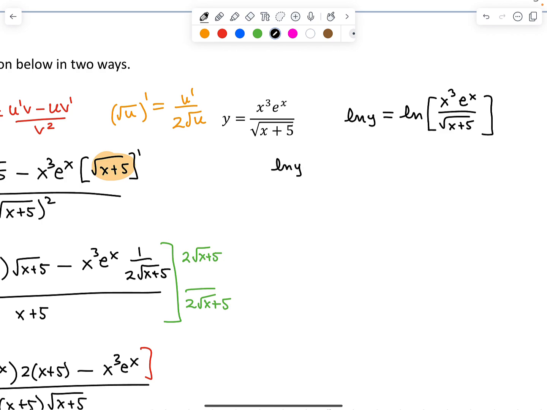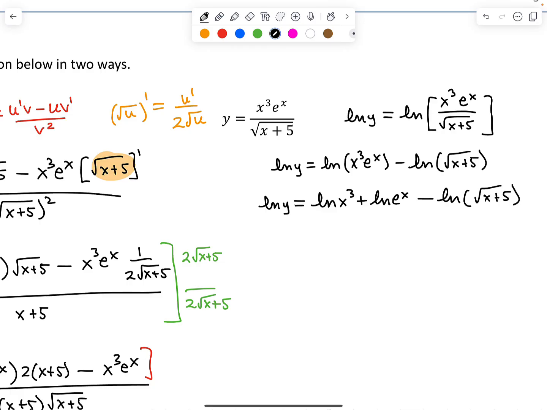So we have natural log of y is equal to, and we have log of a fraction. So I can do natural log of the numerator minus natural log of the denominator. And now right here we have natural log of a product. So I can continue to use log properties. So you have natural log of the first factor plus natural log of the second factor, and then minus natural log of this radical. Furthermore, I'm going to view this radical as a power of 1/2. And now I can use a property where all 3 of these exponents can be brought down as coefficients. That gives me 3 natural log of x plus x natural log of e minus 1/2 natural log of x plus 5. And this is where I stop.